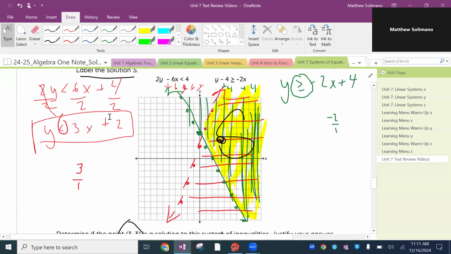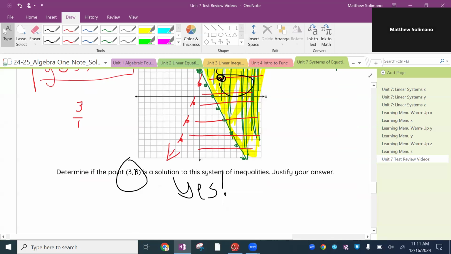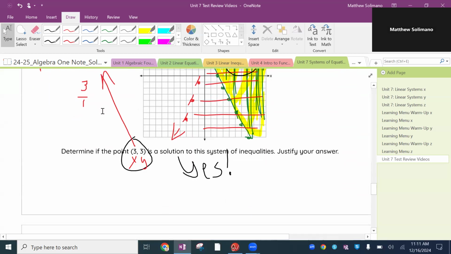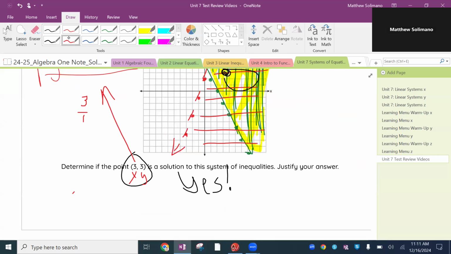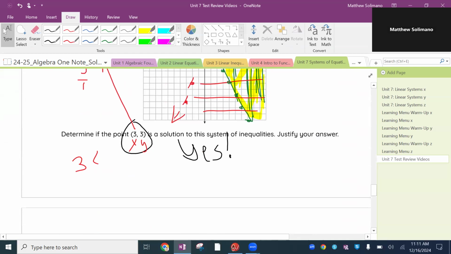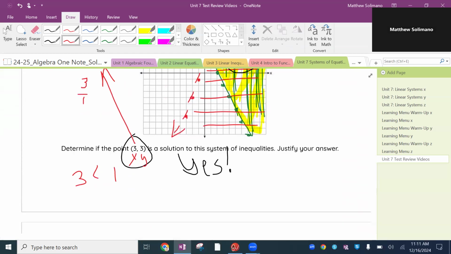You could also plug that into both equations, right? A 3 in for the x and a 3 in for the y up here. And you would get 3 is less than 3 times 3 is 9 plus 2 is 11. So 3 is less than 11. So it's true for this equation.